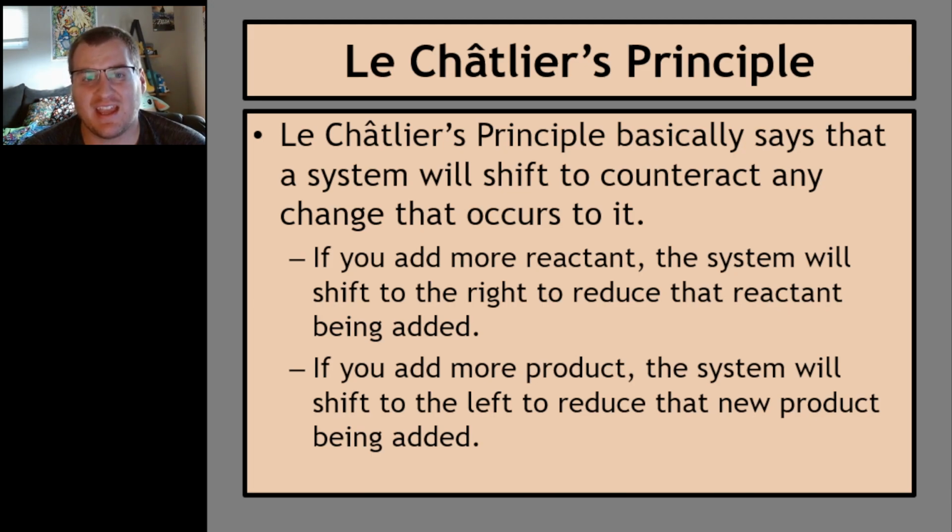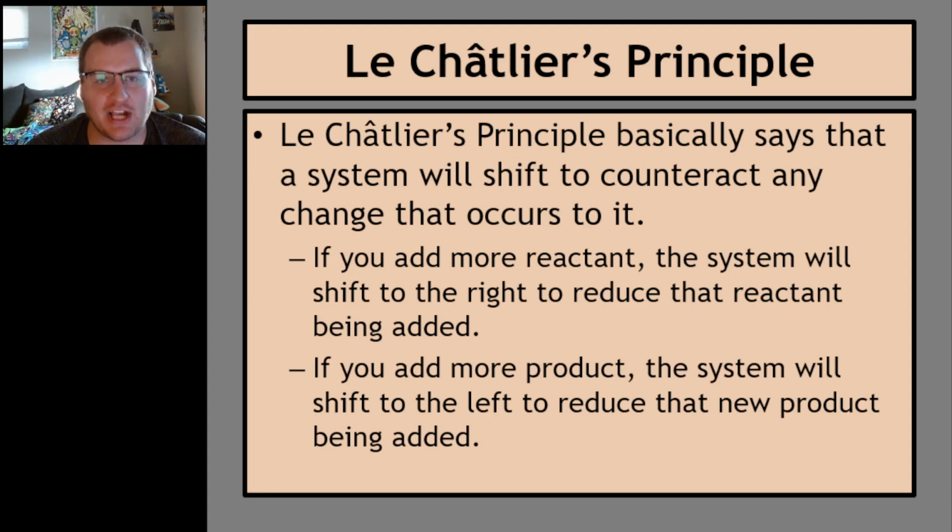A system is going to do its best to neutralize any change. This works like the buffer system in our body. We learn all about buffers next unit, just wait. But if you add too much acid or too much base, the buffer system helps neutralize that to maintain your blood's pH level. Le Chatelier's principle works the same.